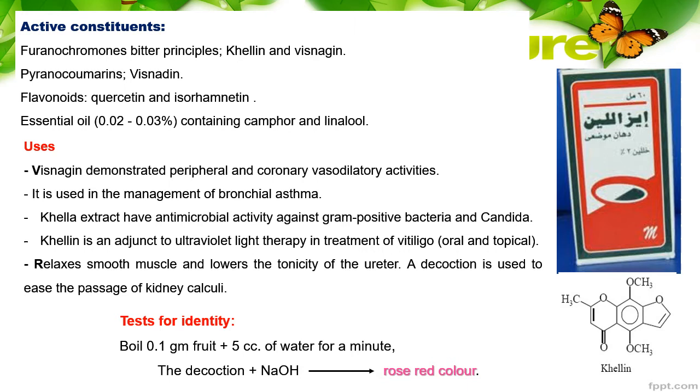The visnagin, the furanocoumarin constituent of Ammi visnaga, has peripheral and coronary vasodilator activity, relaxing smooth muscle, causing vasodilatation of the coronary artery, so it is useful in management or decreasing the pain of angina pectoris. It is also effective in decreasing spasm associated with bronchial asthma.